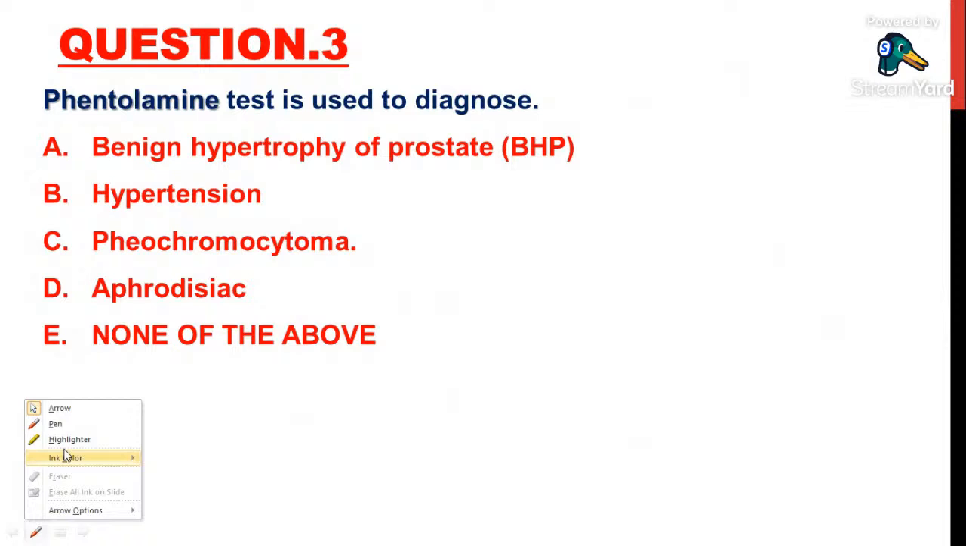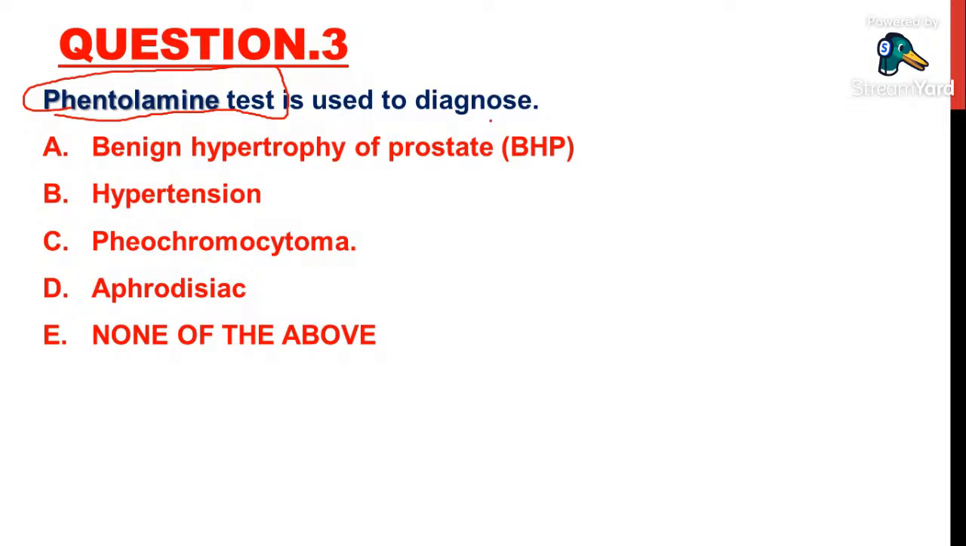Now we'll go to the third question. Phentolamine test. Phentolamine test is used to diagnose which disease condition? We have many disease conditions. In those disease conditions, phentolamine test is usually used. What is the phentolamine test? Actually, phentolamine is available in oral form as well as in IV form. And IV phentolamine has a rapid onset of action.